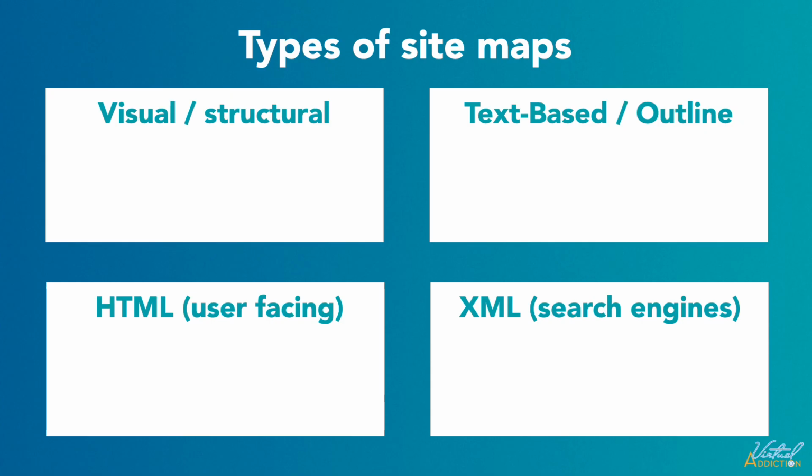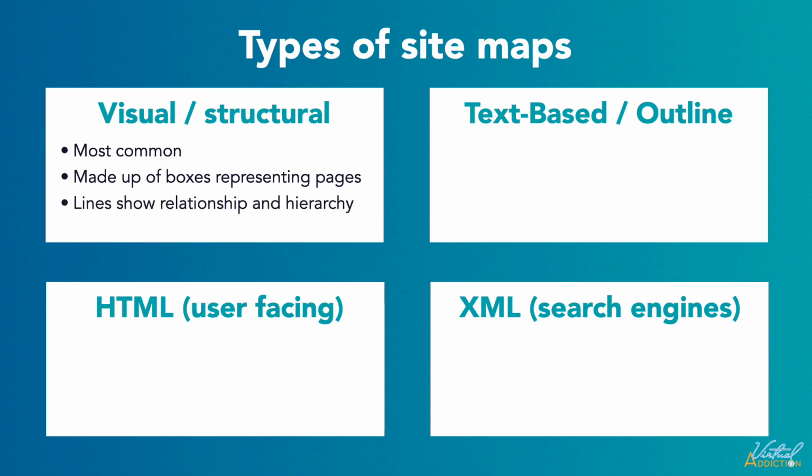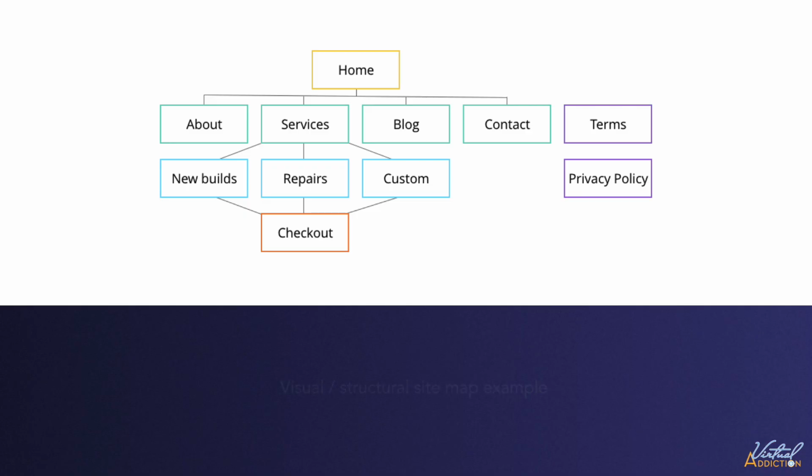There are several types of sitemaps, and it's important to know the difference. Visual or structural sitemaps are the most common type used in web design. They usually look like boxes representing pages, connected by lines that show hierarchy and relationships. Visual sitemaps are used to plan navigation, define hierarchy, and communicate structure to others. A home page may lead to about, services, and contact, with individual service pages nested underneath services.